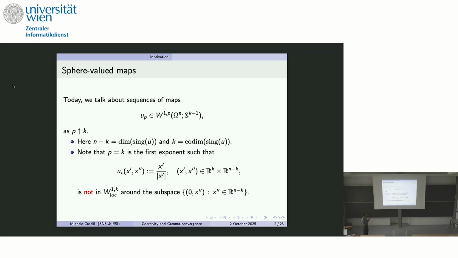This is the same as saying that x over modulus of x in R^2 is not in W^{1,2}. So I am approaching the first exponent where the singularities of the top stratum are not in the energy space.